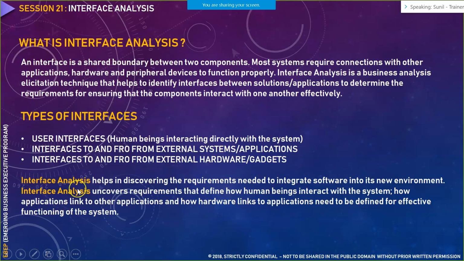So essentially, that's the third type of interface. One is the very basic user interface. Second, there is interface to and fro from an external system, which is again software. Then there is interface to and fro from external hardware and gadgets. So essentially, these are the three types of interfaces that you would be implementing when you are working as a business analyst, depending on the industry you work in.